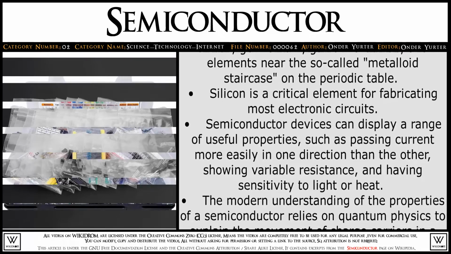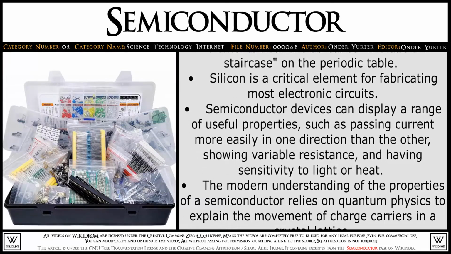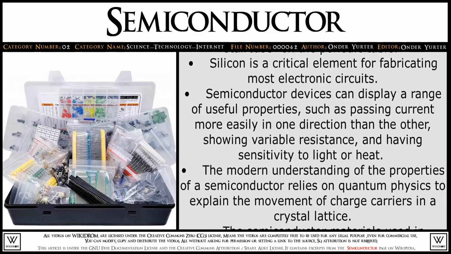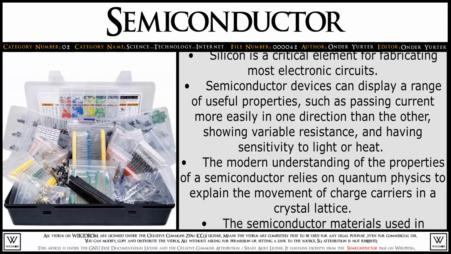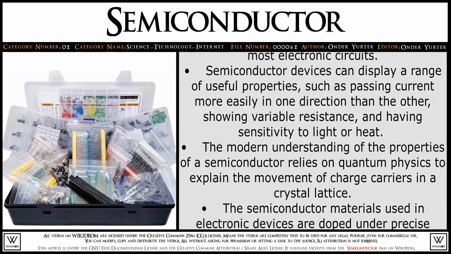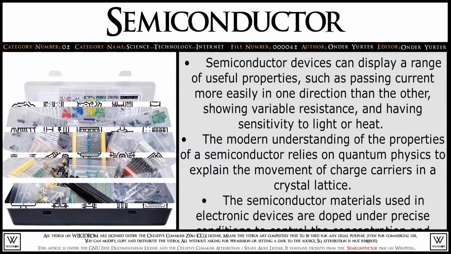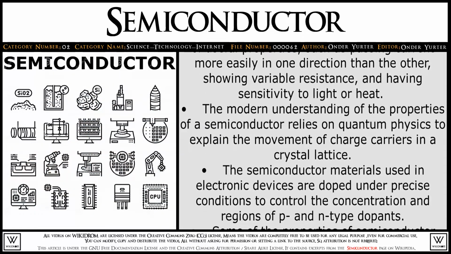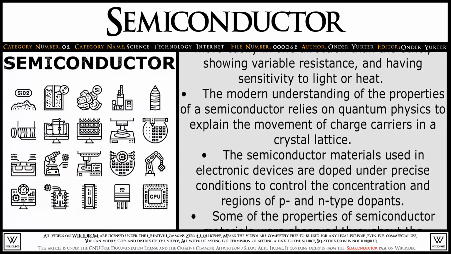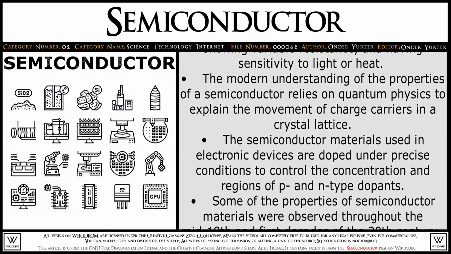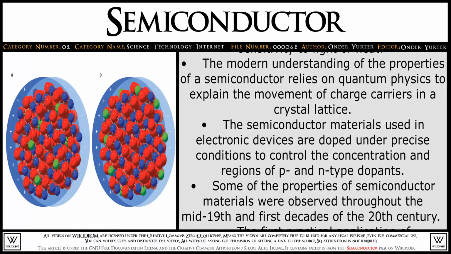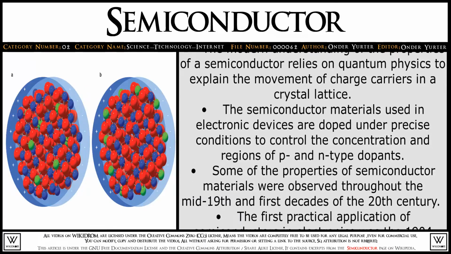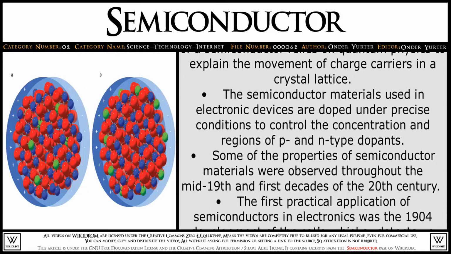Semiconductor devices can display a range of useful properties, such as passing current more easily in one direction than the other, showing variable resistance, and having sensitivity to light or heat. The modern understanding of the properties of a semiconductor relies on quantum physics to explain the movement of charge carriers in a crystal lattice. The semiconductor materials used in electronic devices are doped under precise conditions to control the concentration and regions of p and n-type dopants.